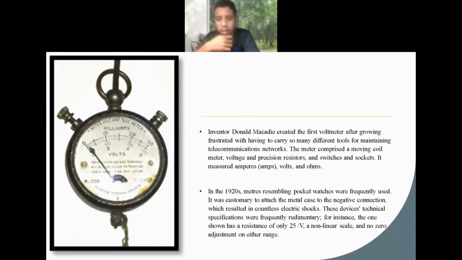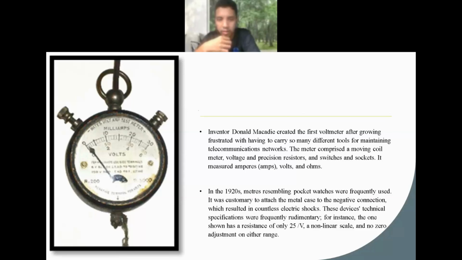In the 1920s, meters resembling pocket watches were frequently used. It was customary to attach the metal case to the negative connection, which resulted in countless electric shocks. This device's technical specifications were frequently rudimentary. For instance, the one shown has a resistance of only 25 volts, a non-linear scale, and no zero adjustment of either range.